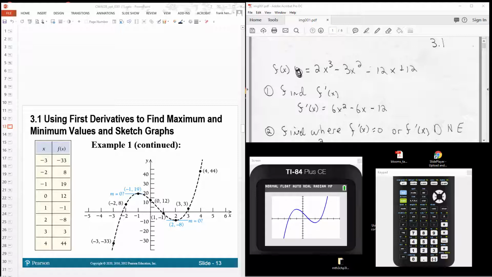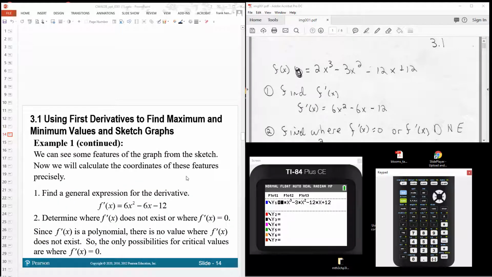Okay. There's our graph. You can do it on the calculator. And there's the graph there. You see some features there from the graph.